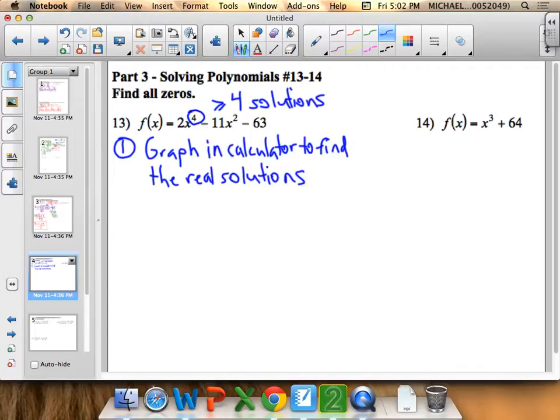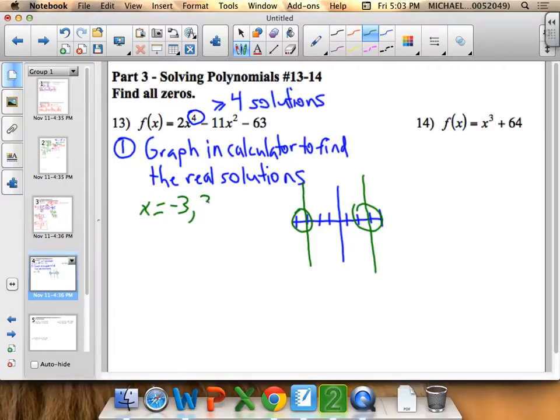If your window's off, you have to hit zoom 6 for standard viewing. I will draw a little sketch of what I see. It is something like this. So the graph hits, I see a line here at -3, and I see a line here at +3. That's all I see in my viewing window. But I know that then there's a solution at -3 and +3. So my real solutions in this polynomial are x equals -3 and +3. Alright, I am done with the calculator for now.